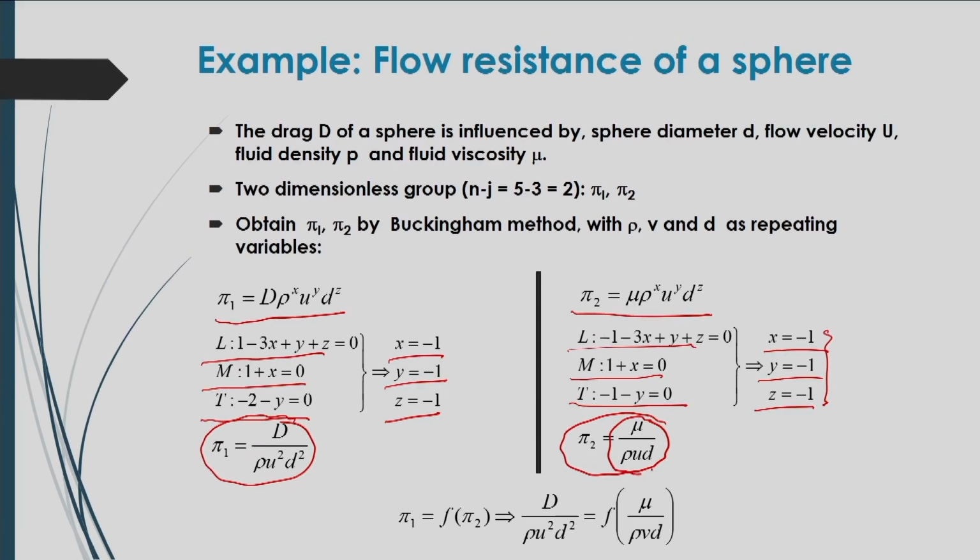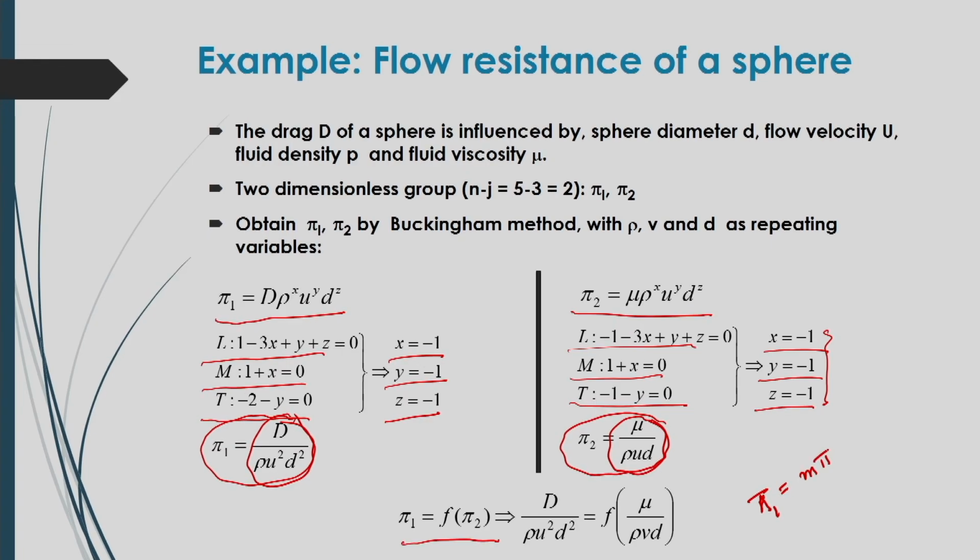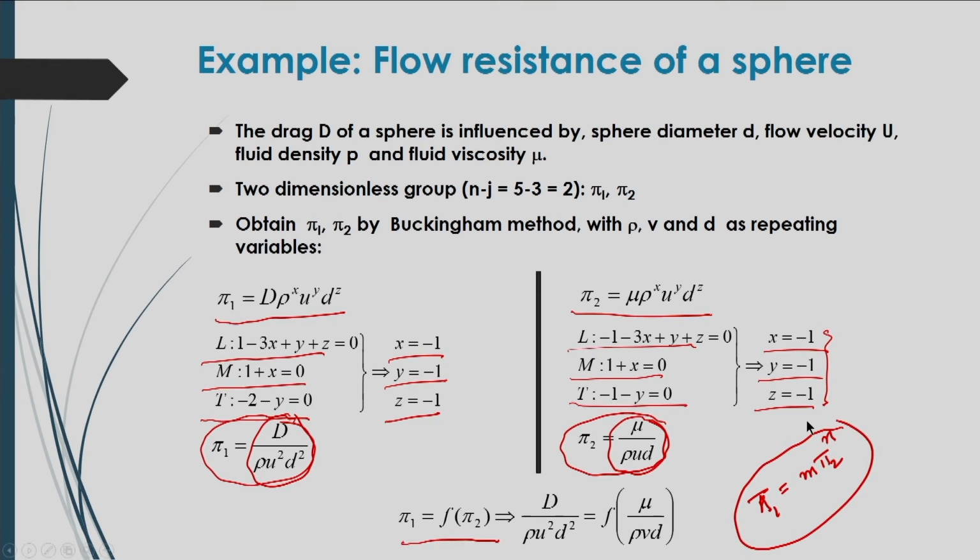You just check that there will be no dimensions on these groups, and then you can make the rational equation just by a functionality like pi 1 equals a function of pi 2. Now, how it will be related is a different issue, that depends on the process variables. Generally, pi 1 will be equal to m into pi 2 to the power n, like this. Now, you have to find out the values of m and n from your experimental data, by fitting.